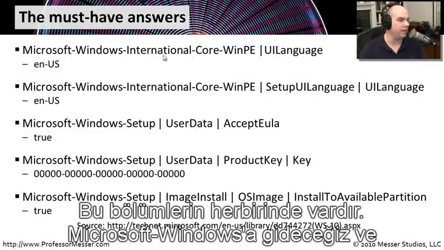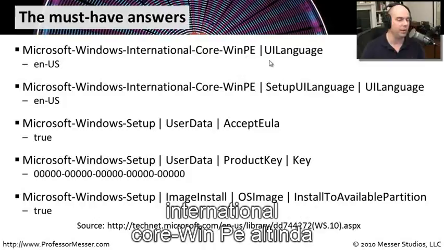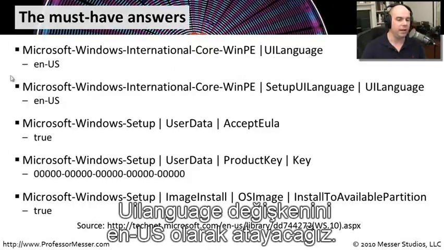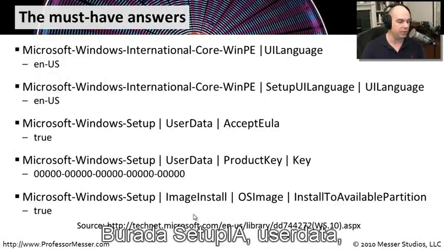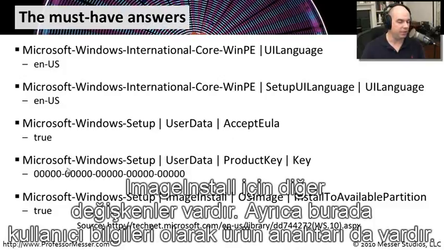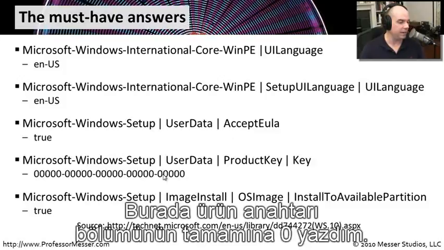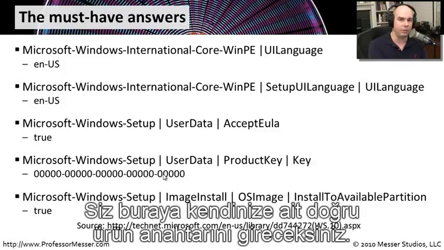We're going to go into the Microsoft Windows International Core WinPE under the UI language, and we're going to set that variable to be en-us. And there's some other variables here for the setup UI, user data, and the image install. Where I have here the user data for the product key, you can see the entire product key. I put zeros, but you would obviously put in the correct product key for yours.